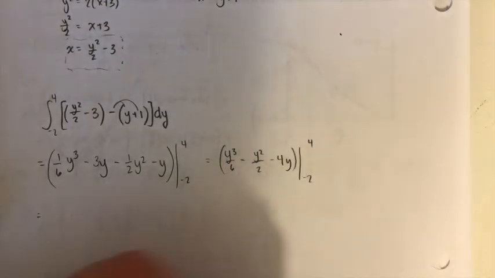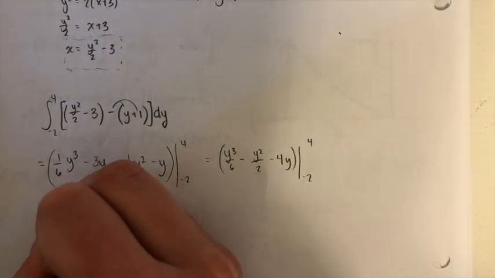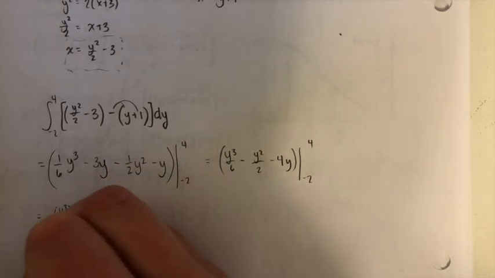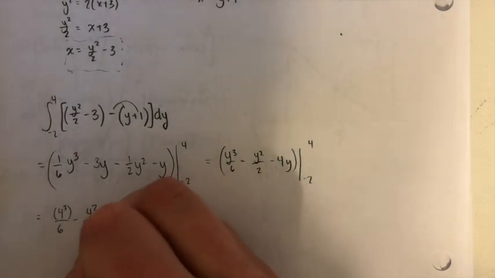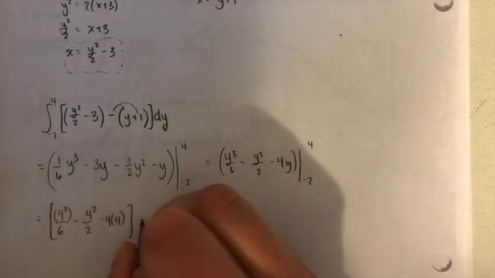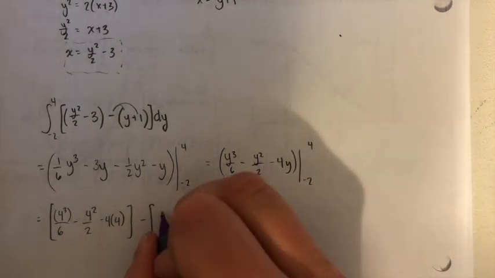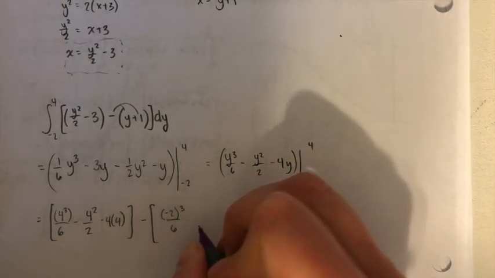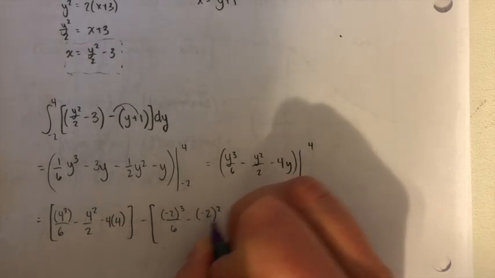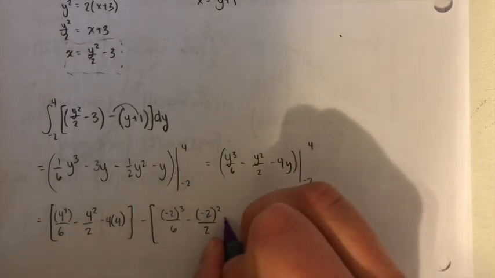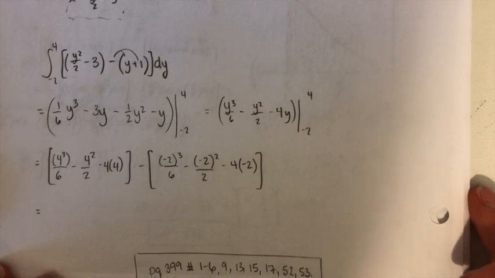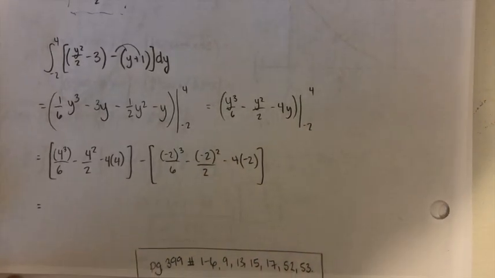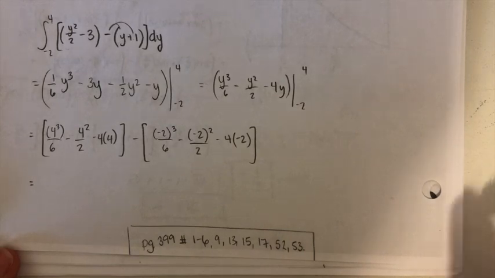So now I'm just plugging these guys in. So I'm plugging a 4 in. So 4 cubed over 6 minus 4 squared over 2 minus 4 times 4, minus -2 cubed over 6 minus -2 squared over 2 minus 4 times -2. So it's important that these negatives go in as brackets, but you guys are good on grade 9 math, so I trust that you're doing it.